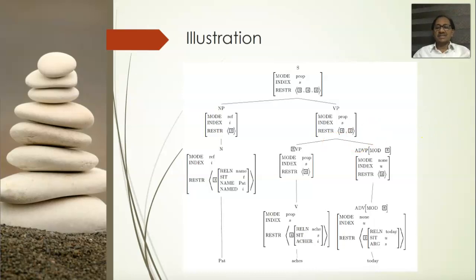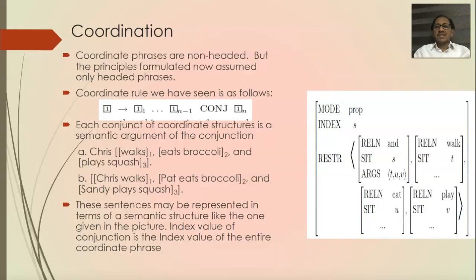Okay, let's go further. We are going to look at coordination, which we haven't looked at so far. We looked at it only once when we were looking at phrase structure rules. If you look at a coordinate structure, it's a non-headed structure. Till now we have seen all headed structures. If you say noun phrase, you have a noun as the head. If you see verb phrase, the verb is the head, in a preposition phrase the preposition is the head, and so on. But when you look at coordination, there is no head, right?